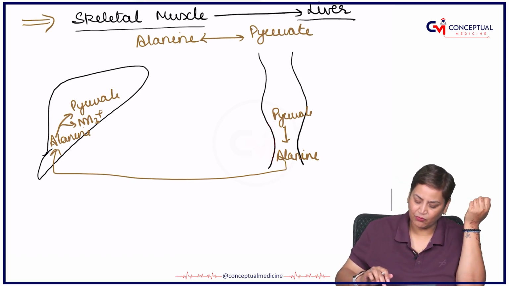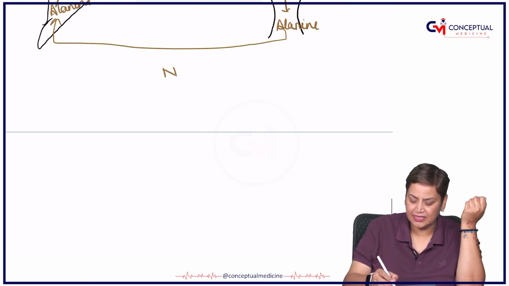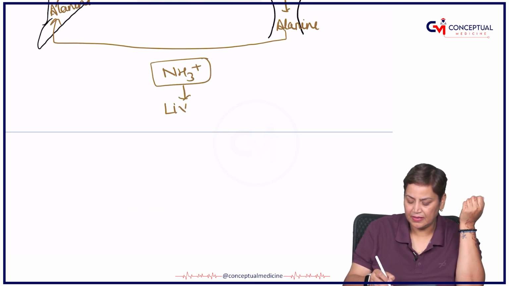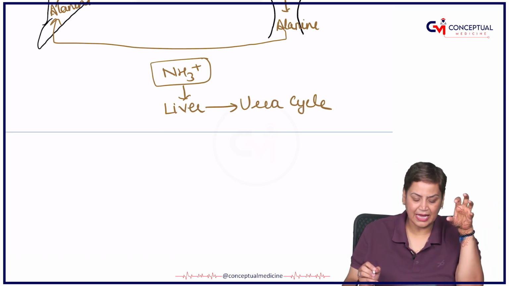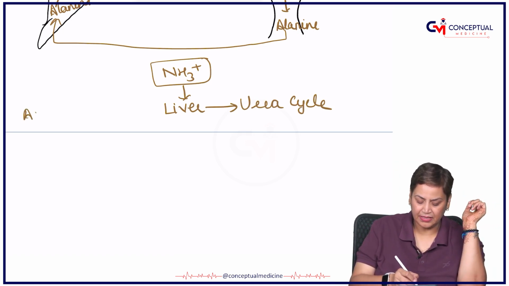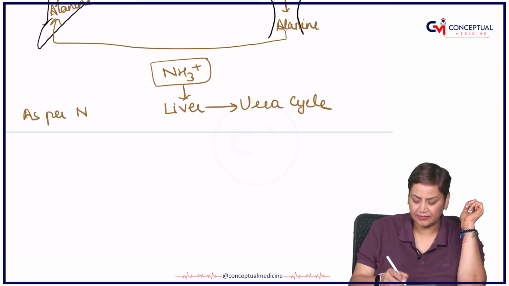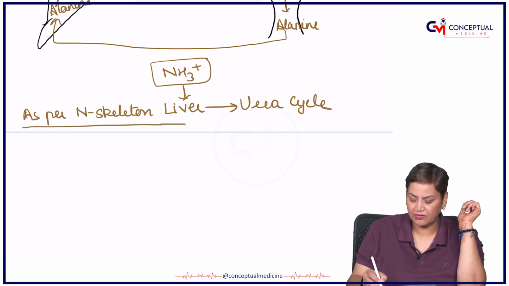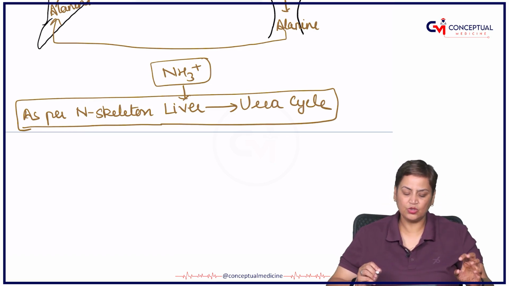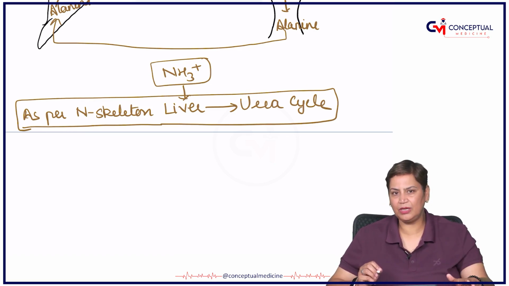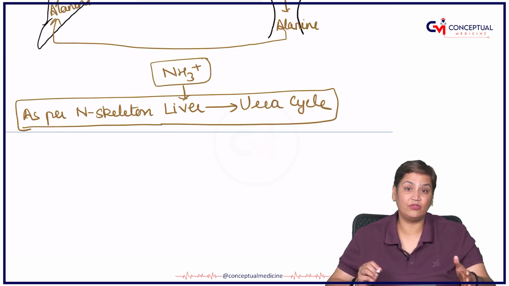So ultimately what we get is this ammonia in the liver, where it will now undergo the urea cycle. In the simplest language, I can say that as per the nitrogen skeleton, transamination, deamination, finally it leads to the formation of urea. So this is the metabolism of the amino acids as per the nitrogen skeleton.